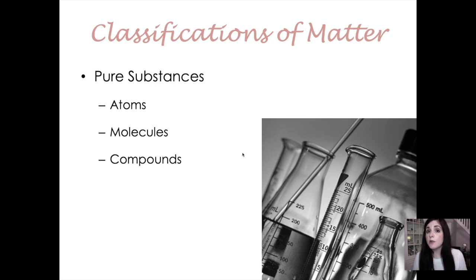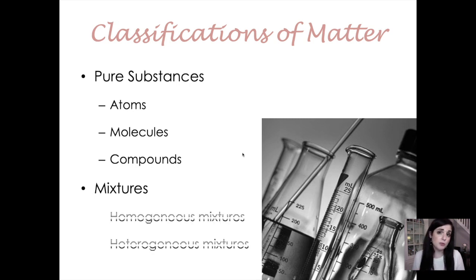Most things, however, are not pure. They're made up of a multitude of things. And in those examples, they are called mixtures, which really is what most matter is. It's some sort of a mixture. And mixtures can be one of two types. They can be either homogeneous mixtures or heterogeneous mixtures. Let's go ahead and talk about the difference between all of those.